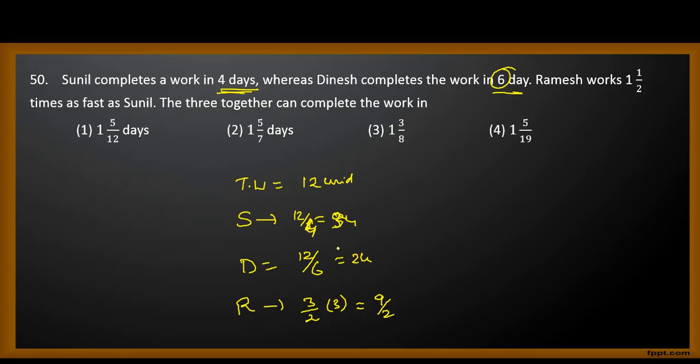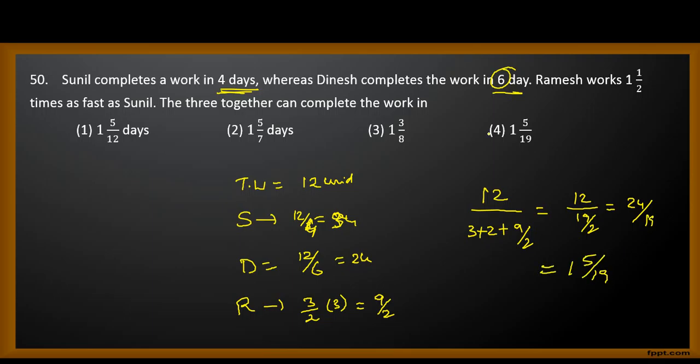Now if all 3 work together, the work will be completed in? What is the total work we assumed? 12 by 3 plus 2 plus 9 by 2. That is 3 plus 2 plus 9 by 2, which is nothing but 19 by 2. So 12 by 19 by 2 equals 24 by 19. On simplification, we get 1 5 by 19. The answer is option 4.